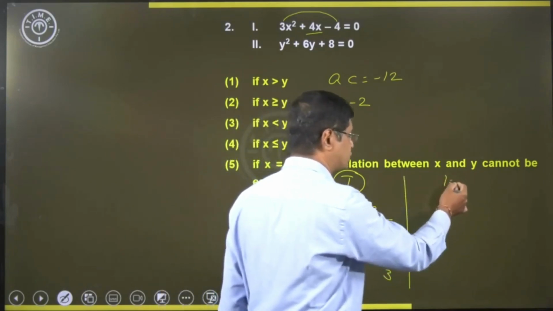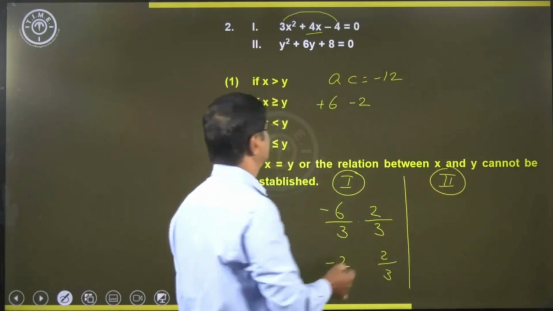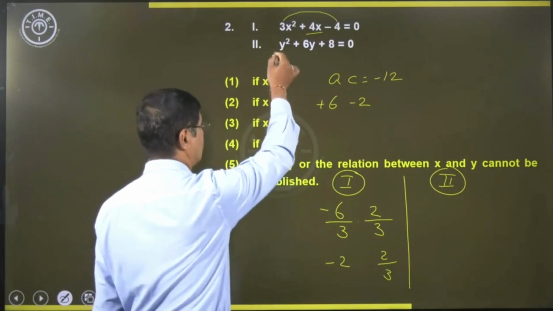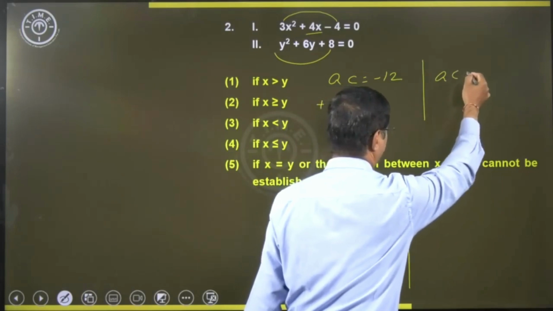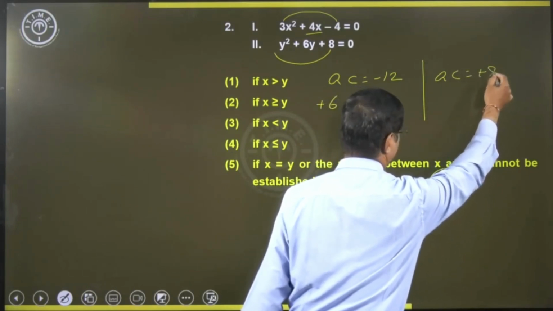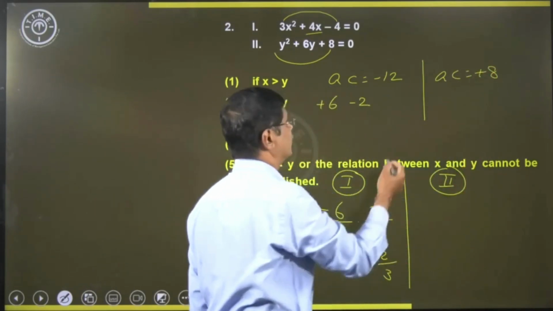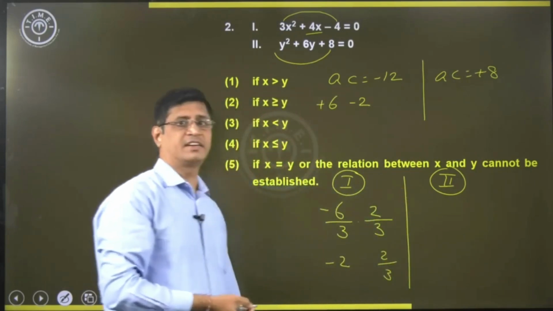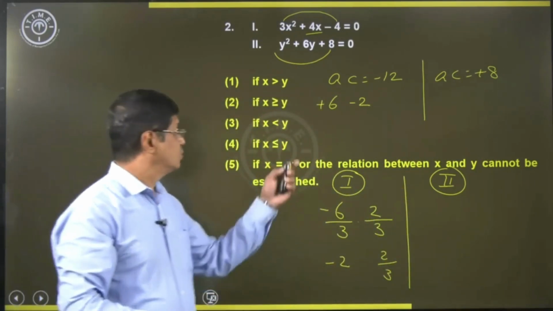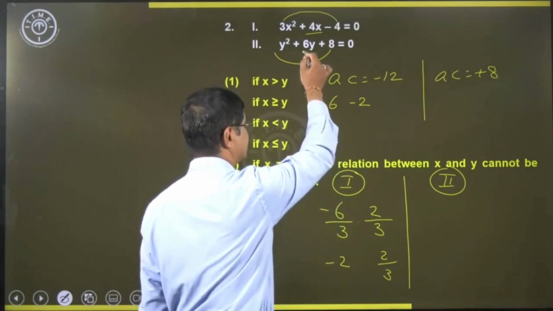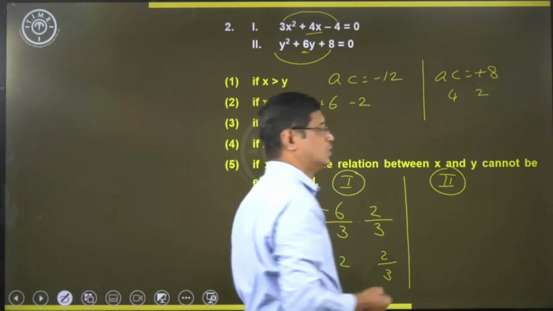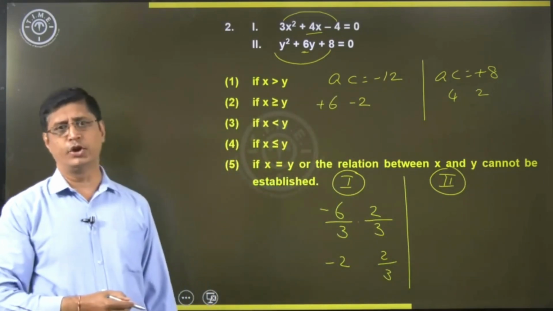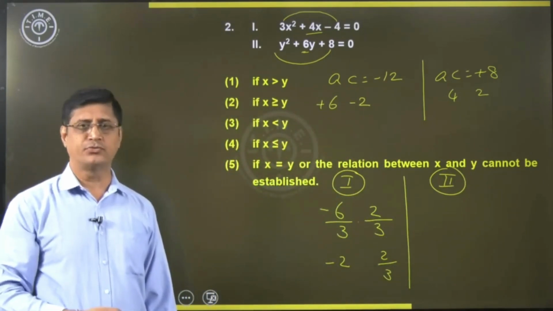Similarly, observe the roots of the second quadratic equation. Now, here the product is how much? 8. A into C is equal to +8. Then what about the middle term? Middle term is sum of the factors. Sum of the factors means here middle term is a 6. How to get the 6 means 4 and 2. 4 plus 2 is equal to 6. 4 into 2 is equal to 8. The factors are 4 and 2.